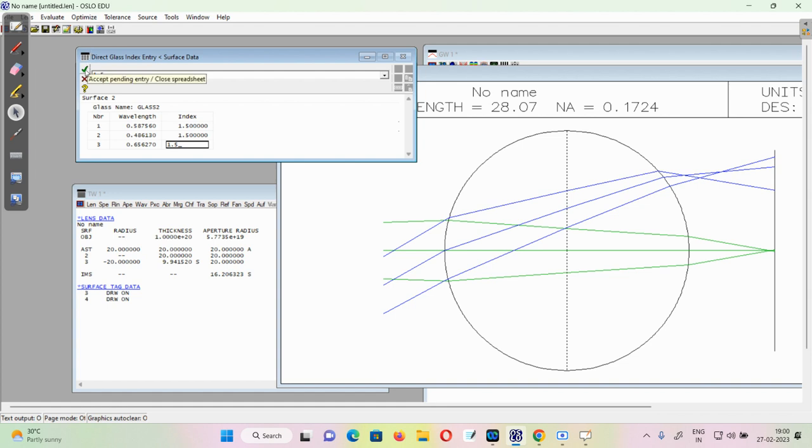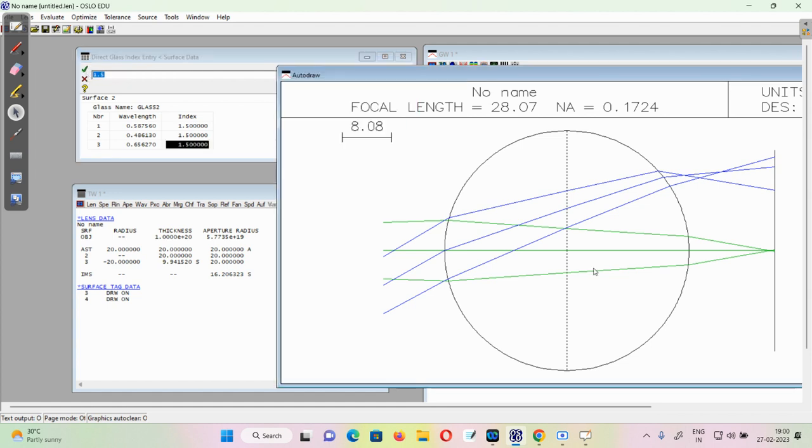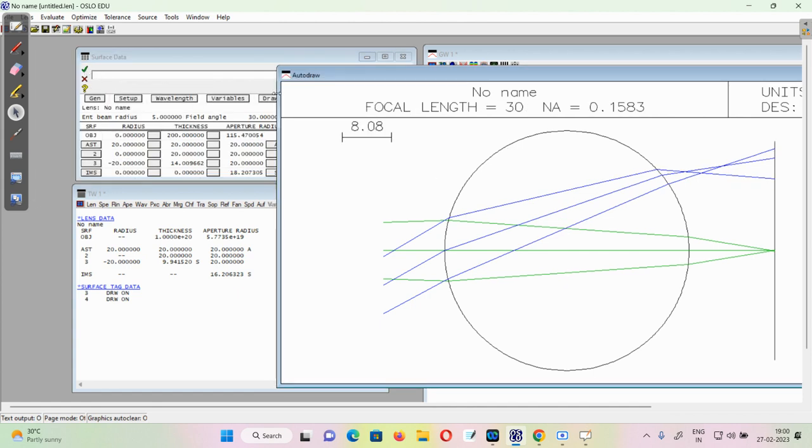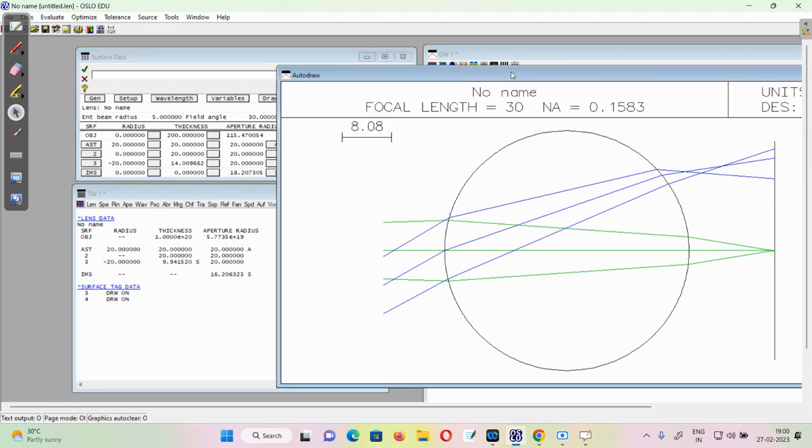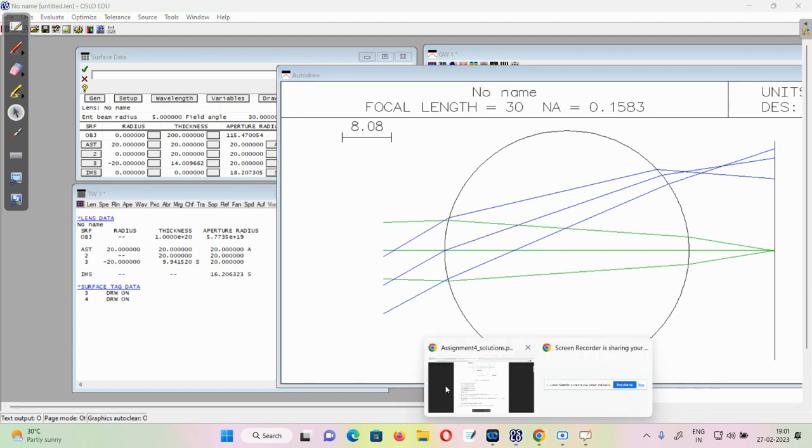Right. Accept. What is the focal length now? People are seeing that, I'm not. What is the focal length now? The new focal length. It was 28.07 before. Now, what is the focal length? People are hearing that, I cannot see.